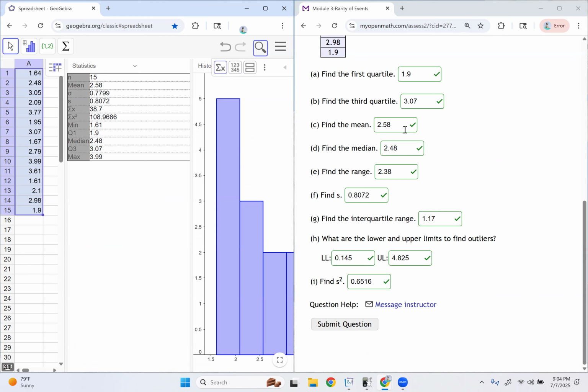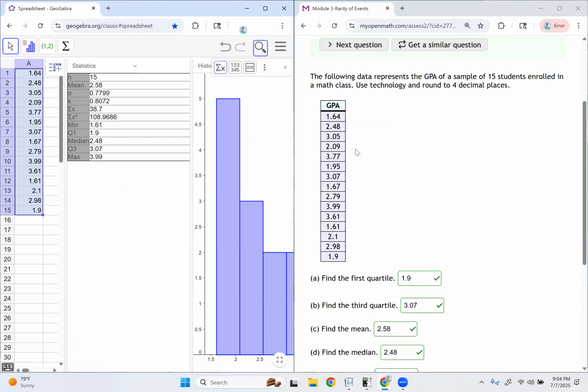So when you're doing these problems, I would recommend doing a couple of them by hand, but use technology to double check those values to make sure you're on the right track. Let's check out some more of these together.